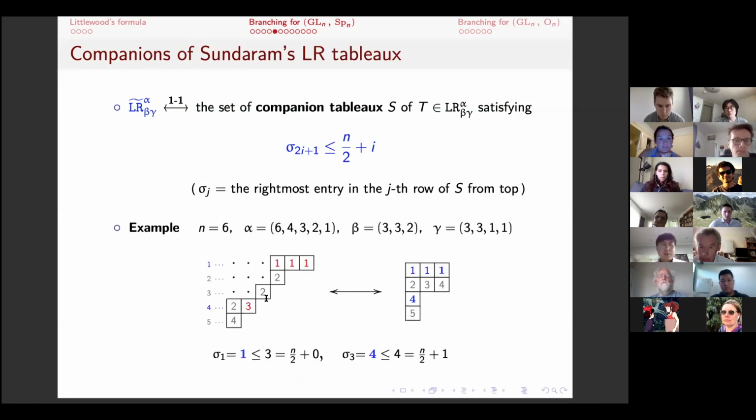For example, consider the error tableau in the previous example. Then the corresponding companion tableau is given like this. Then in the first and third rows, the rightmost entries sigma 1 and sigma 3 are given by 1 and 4 respectively. Then these entries satisfy this condition. That is, sigma 1 is less than or equal to n/2 + 0, and sigma 3 is less than or equal to n/2 + 1.